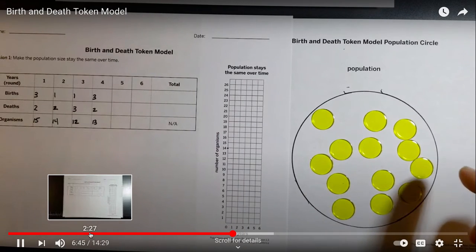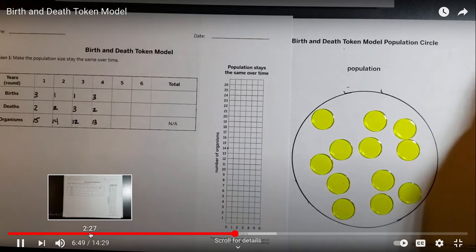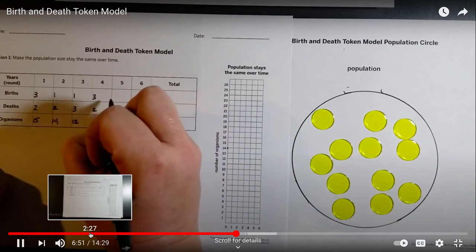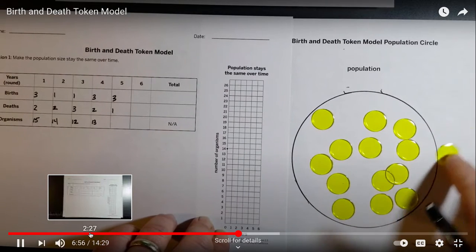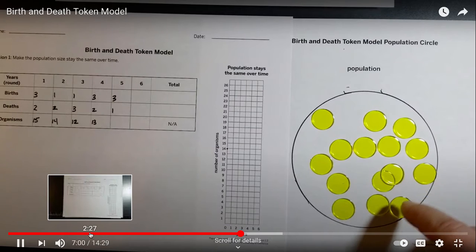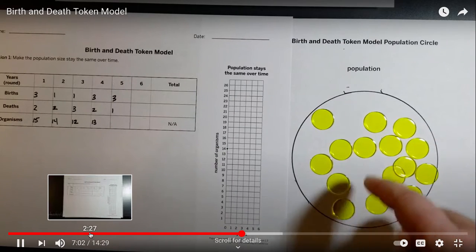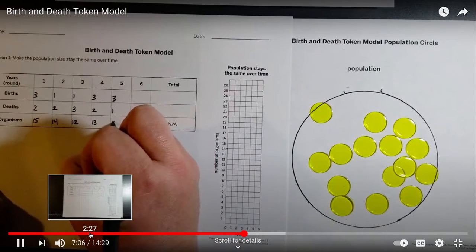Year 5 sees 1 death, but it sees 3 births. So we're going to bring in 1, 2, 3 to our population. 1, 2, 3, 4, 5, 6, 7, 8, 9, 10, 11, 12, 13, 14, 15 in our population now.